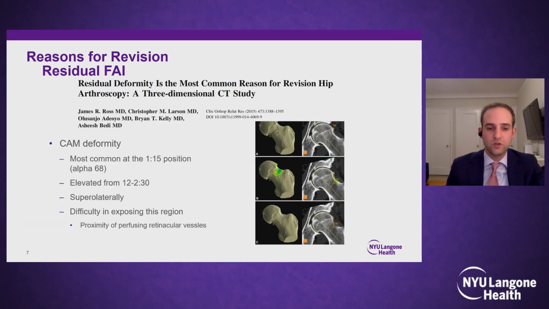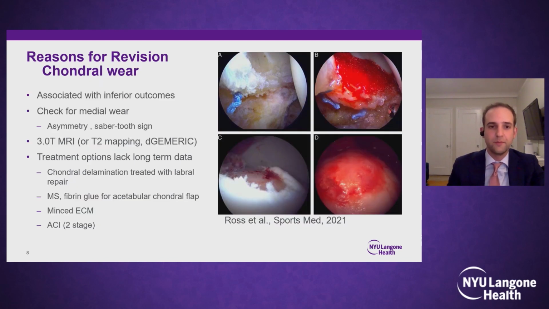So this was further looked at in a 3D CT study, which found the most common residual deformity was superior lateral. It was worse at the 1:15 position, but generally elevated from 12 to 2:30. And this generally reflects a difficulty in exposing that superior lateral area where the retinacular vessels come into play, and also due to capsular considerations in that region.